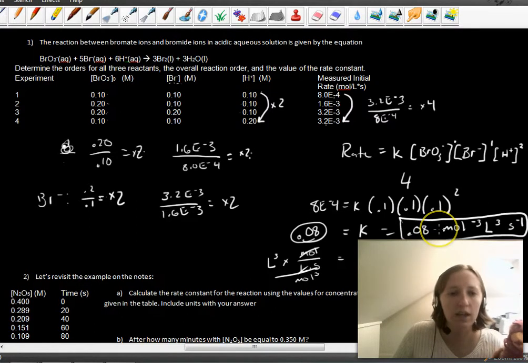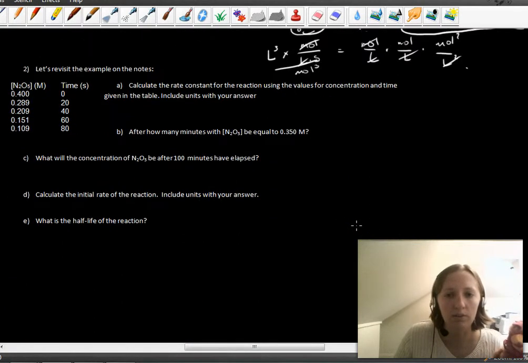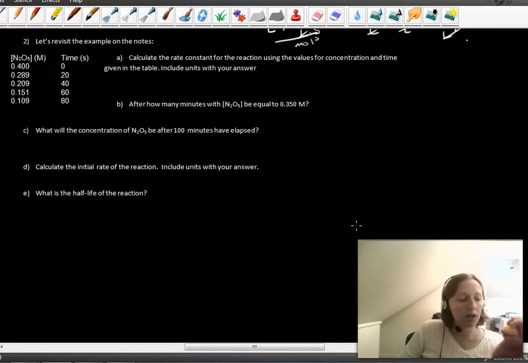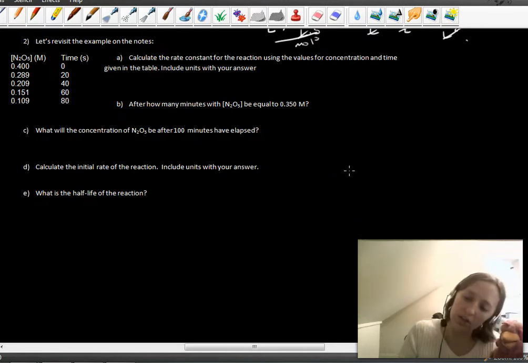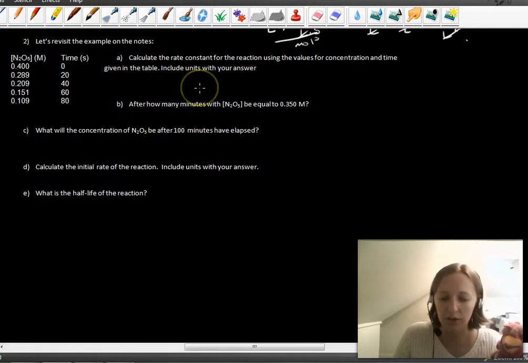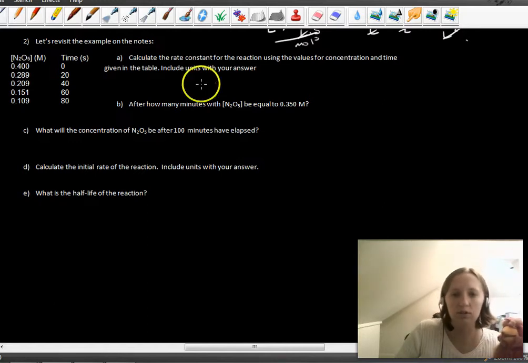Okay, so then the next problem is revisiting the example on the notes, the one where we were using our stat function on our calculator to figure out that this is in fact a first order reaction for the decomposition of dinitrogen pentoxide. So the question is, calculate the rate constant for the reaction using the values for concentration and time given in the table, include units with your answer.